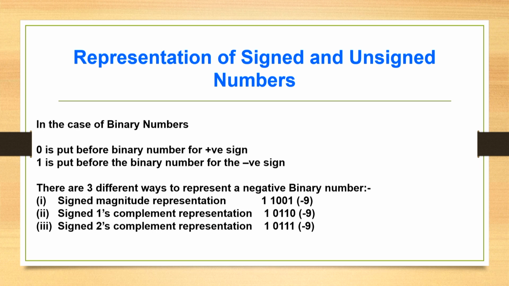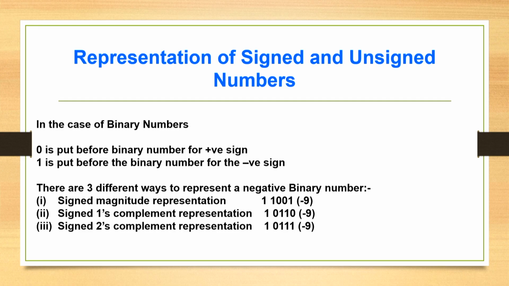Next is representation of signed and unsigned numbers. In case of binary numbers, we use 0 in the MSB to indicate that it's a positive sign, and 1 is put in the MSB to indicate that it's a negative sign. So, the three different ways to represent a negative binary number: first, in the sign magnitude representation, the binary equivalent of 9 is 1001. Since it is minus, we put the 1 over here in the MSB.